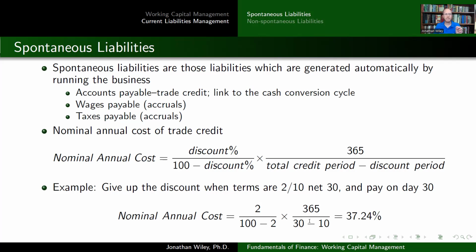I was paying on day 10. Now I'm going to pay on day 30. So basically, I got an extra 20 days. Well, I'm paying a penalty for 20 days. This second term is basically telling us how many 20-day periods there are in a year. So I take 365 divided by the 30, which is what I'm paying now, minus the 10, which is what I was paying previously and taking the discount. And so basically that's an extra 20 days.